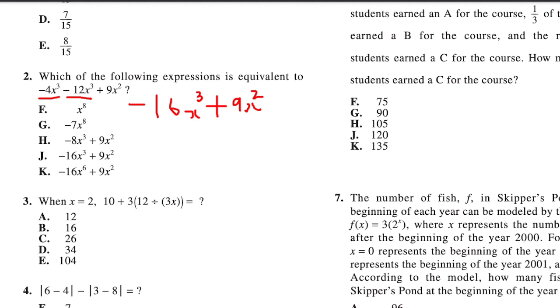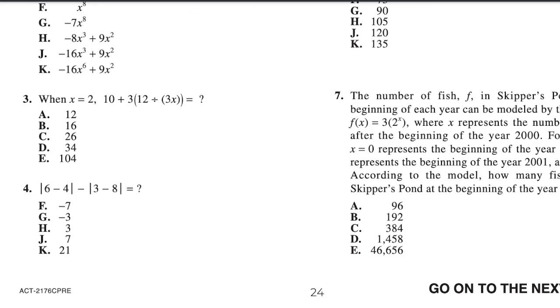Okay. Right. Moving on to the next one. This one says, oh yeah. So the correct answer was J, I believe. Yeah, number 2 is J. Okay. Now that we've answered that one, we can do number 3.